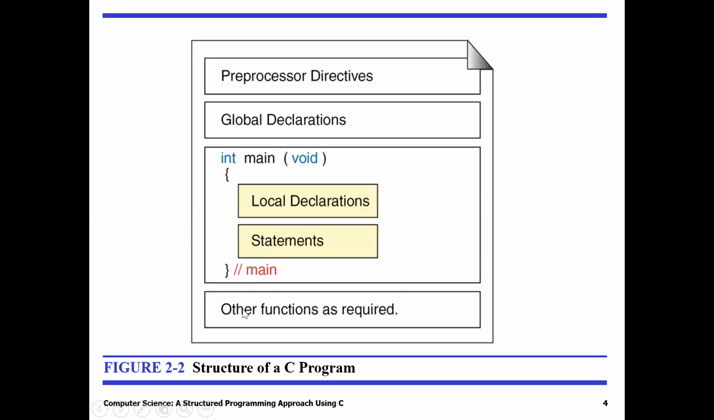And the next thing is the other functions. Main is a predefined function; other functions are user-defined functions. When we get into the concept of functions, we can discuss it in detail.